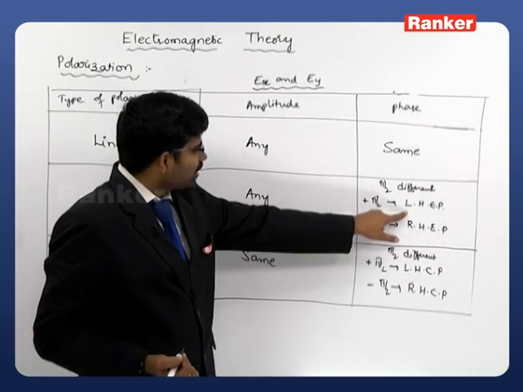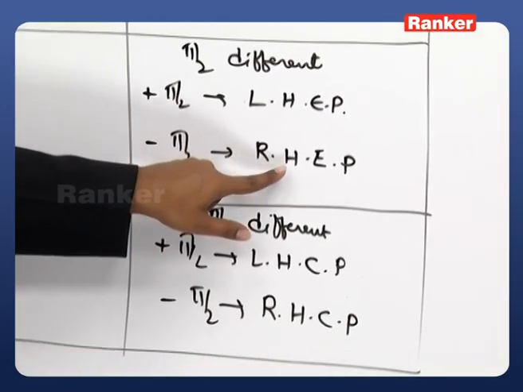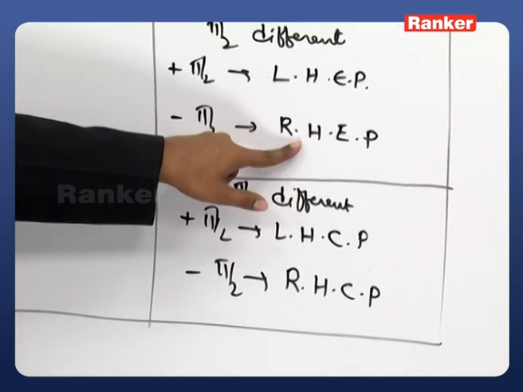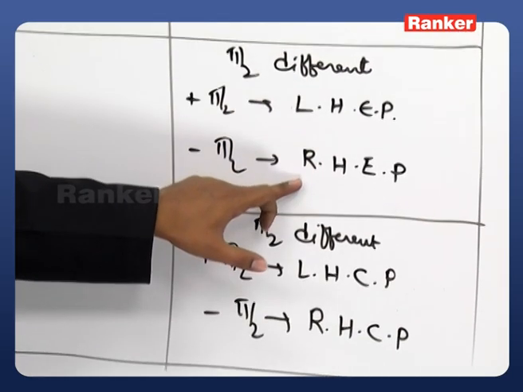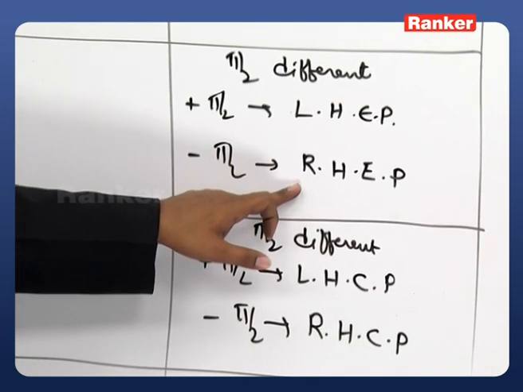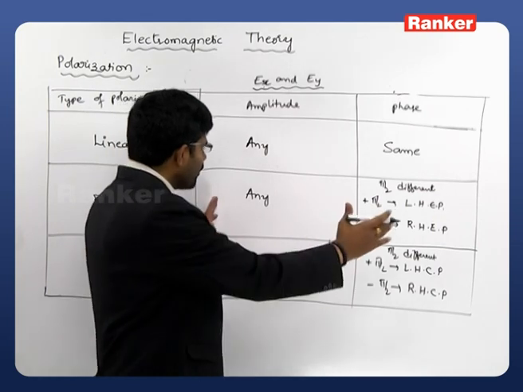In the left-handed circularly polarized signal, Ex lags Ey. In the right-handed polarized signal, Ex leads Ey, whether it is circular or elliptical. Left-handed lags, so right-handed leads. Ex leads Ey, that is what you have to remember. So this is a simple comparison table.